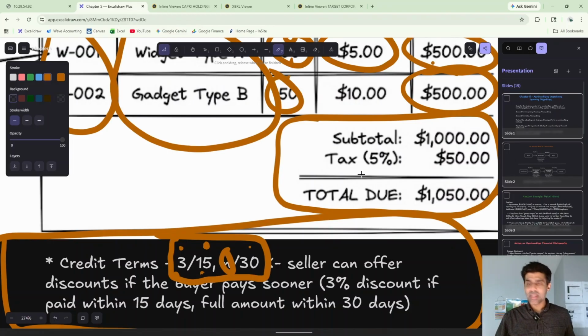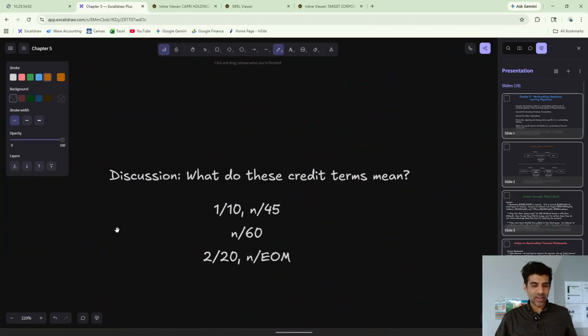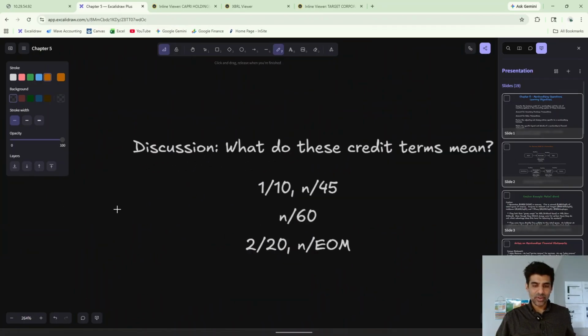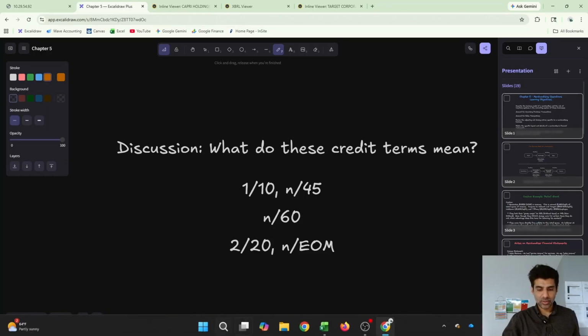There are different permutations of this. Think about what these mean. These are different terms that you may see. And I'll give you a hint. The vendor does not have to offer you a discount. They can choose to do that if they want the money sooner, because they're giving you an incentive to do that. So make sure you're clear on what is being offered here. Take a second, look at these, think about it, and then we'll discuss what they are.